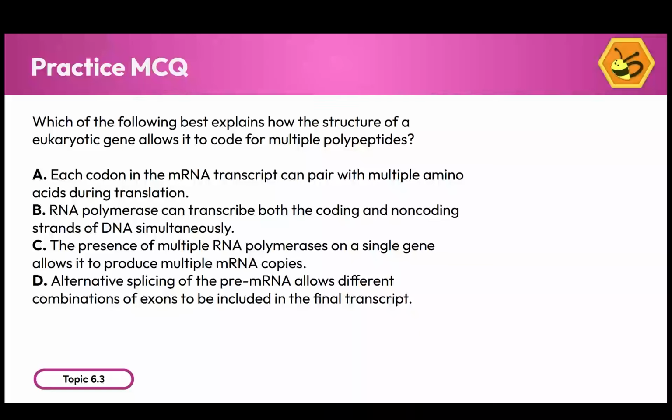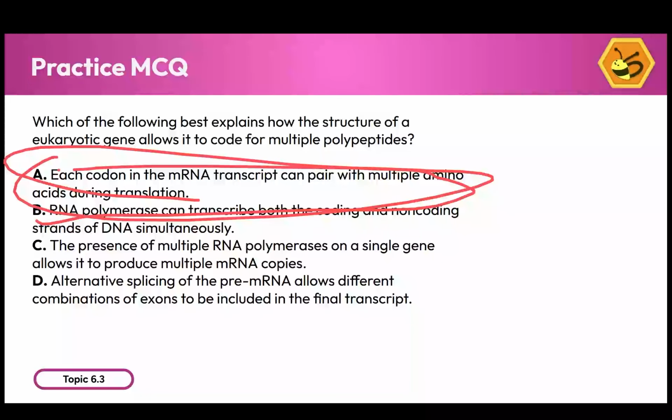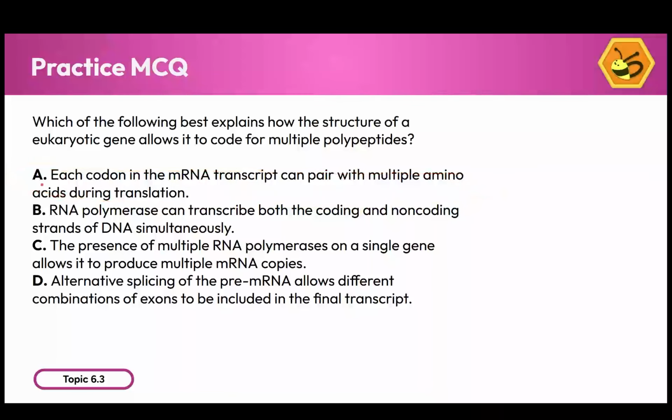Yeah, the answer is D. I want to say that this one's a little tricky, so I'll go over why the right answer is right and why the wrong answers are wrong. Before I go over the right answer, let me explain why the wrong answers are wrong. Here's why A is wrong: each codon in the mRNA transcript can pair with multiple amino acids during translation. This is incorrect. Codons, which I realized I'll cover in the next subtopic. This is just a wrong concept.